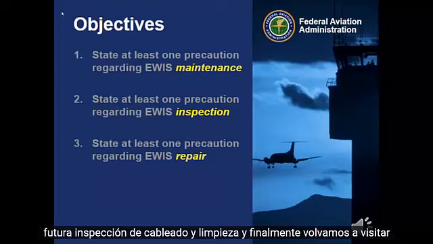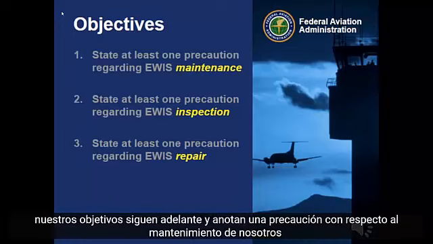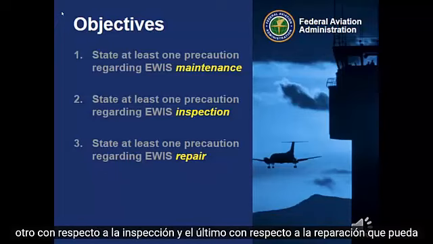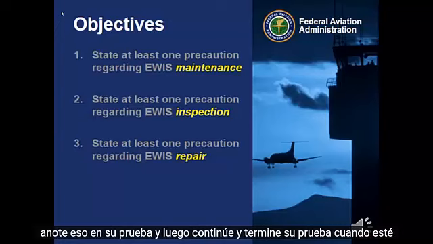And finally, let's revisit our objectives. Go ahead now and jot down one precaution regarding EWIS maintenance, another one regarding inspection, and your final one regarding repair. You can jot that down on your test and then go ahead and finish your test.